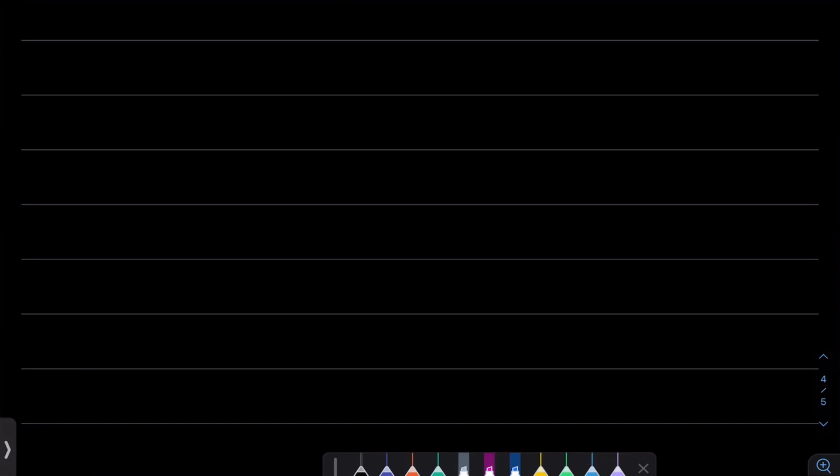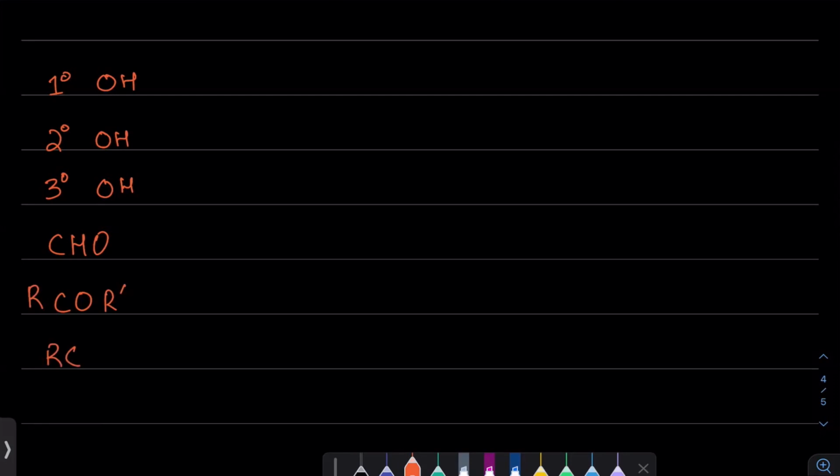So let me just put them all in a list here. I have primary alcohol, I have secondary alcohol, I have tertiary alcohol, I have aldehyde, I have ketone, and I have carboxylic acid. And I had 4 oxidizing agents there. Okay, I had KMnO4 in acidic solution, I had K2Cr2O7, I had Tollens reagent, I had Fehling solution, and I had iodoform.